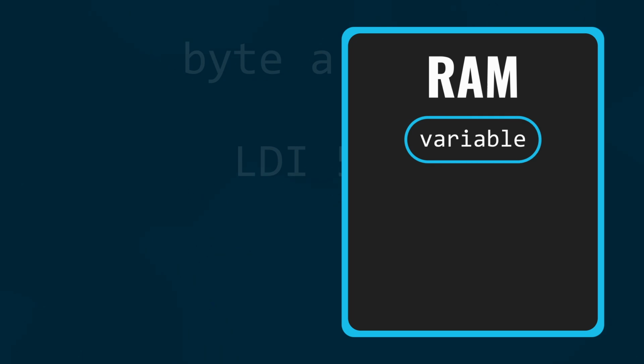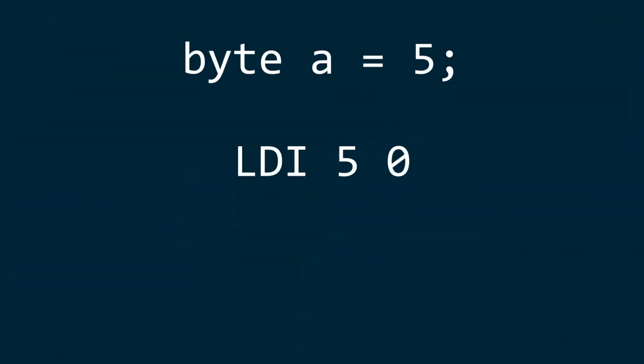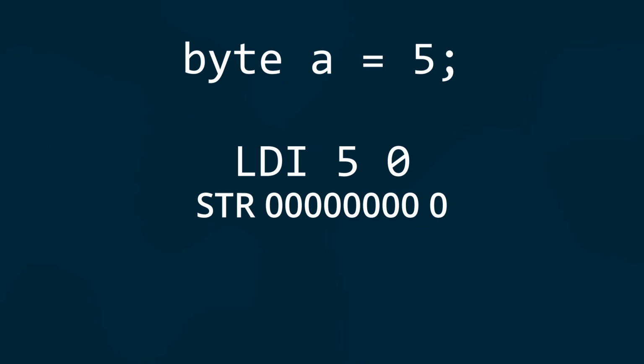Variables are stored in RAM most of the time, and we are not using this variable yet, so we should move it to RAM to free some registers. We do that with STR, in binary form 0, 0. This will move the value from register 0 to RAM address 0.